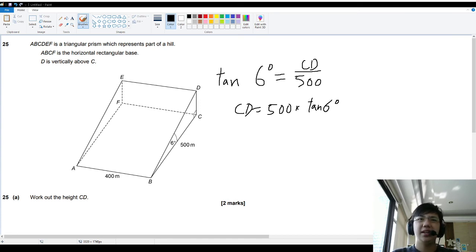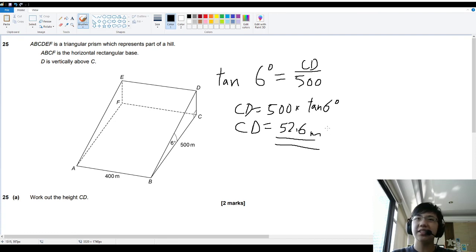And 500 times the tan of 6 degrees, if you calculate it correctly, gives you CD equals 52.6 meters, giving us our answer for part A.